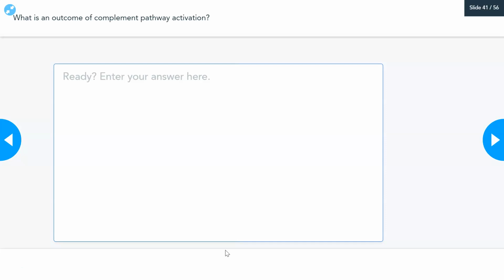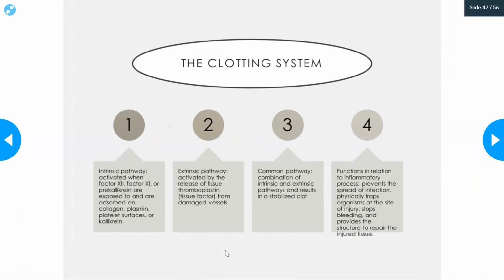And what is one outcome of complement pathway activation? There were 4 that were just listed. So next, let's talk about the clotting system. There are 3 pathways in the clotting system: the intrinsic, extrinsic, and the common pathway.